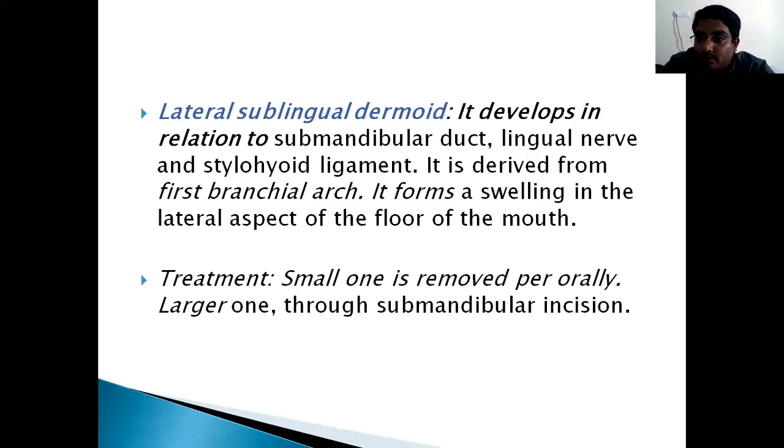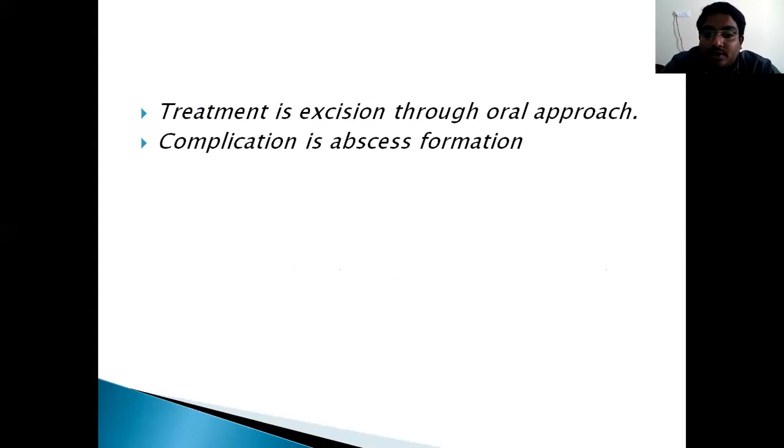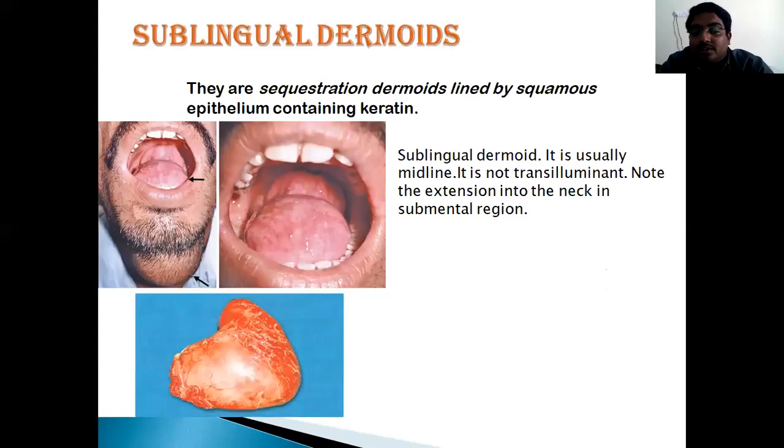For the median one, you go for the oral approach, complete excision of the swelling. If it is a lateral one and small, you go for the oral approach. If it is big, you go for the submandibular incision. After the incision, the lower picture shows the complete dermoid cyst. The sublingual dermoid is of 2 types and is lined by squamous epithelium.